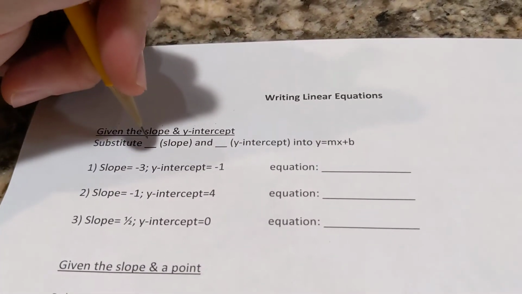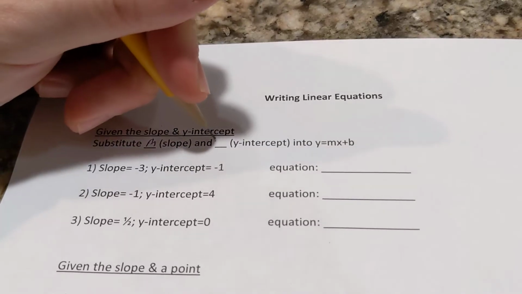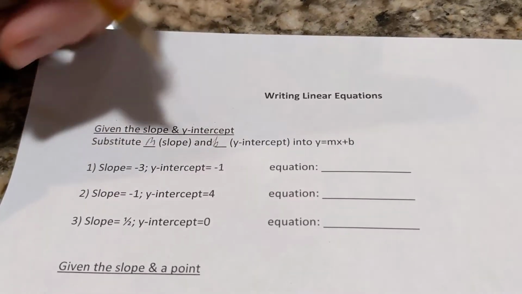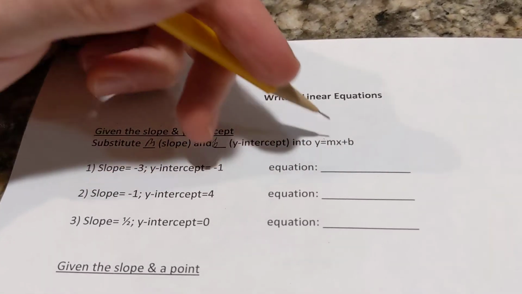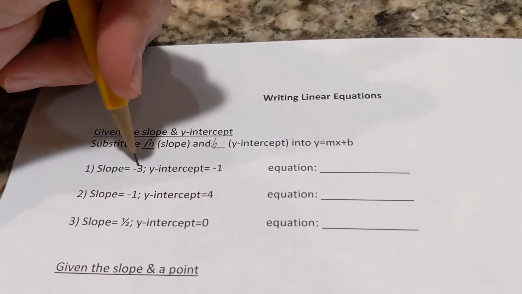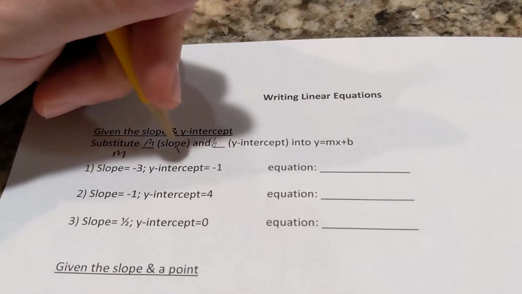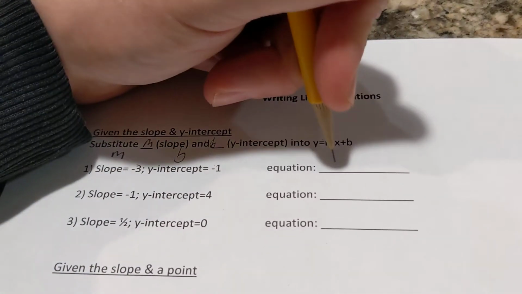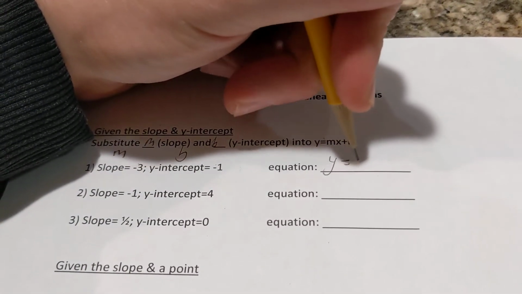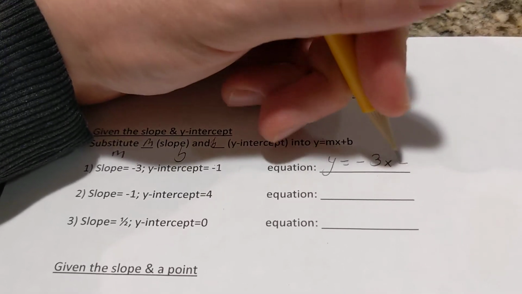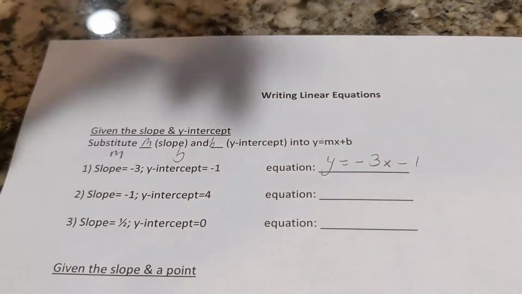All right, so the first scenario is where we're given the slope and the y-intercept, okay? So remember, slope is m, intercept is b, and we're going to substitute the m and the b straight into y equals mx plus b. So slope is -3, y-intercept is -1, so m is -3, b is -1, so therefore the equation is y equals -3x minus 1, okay?